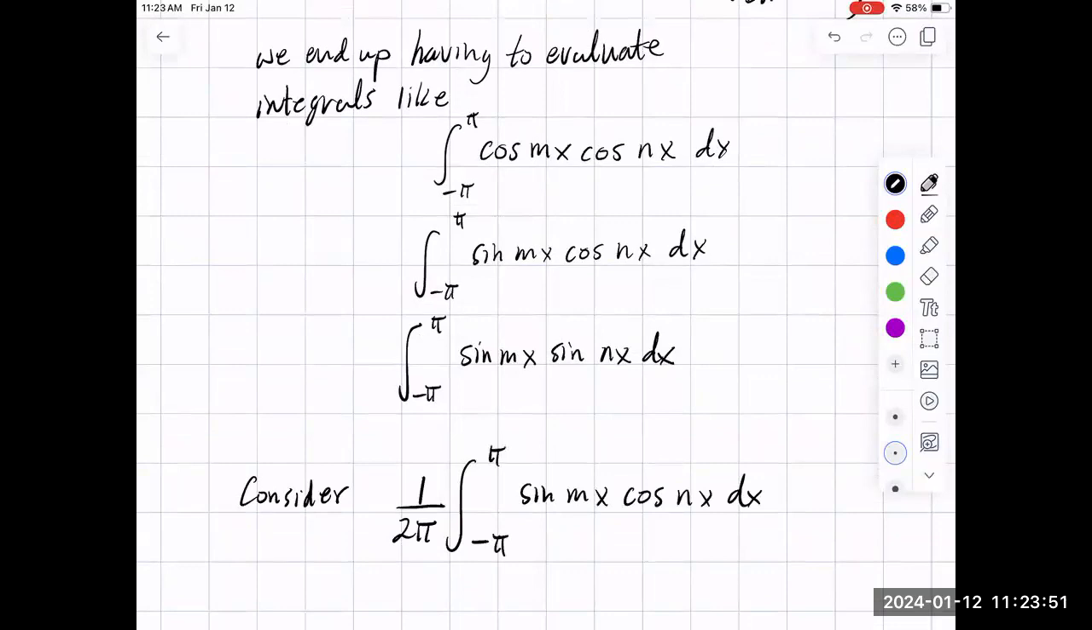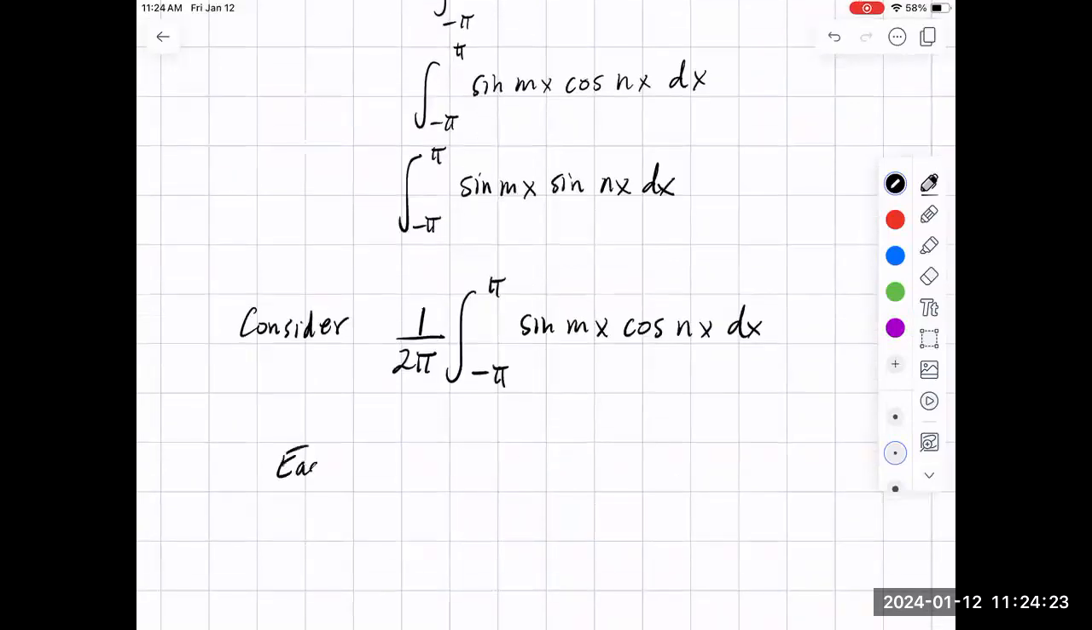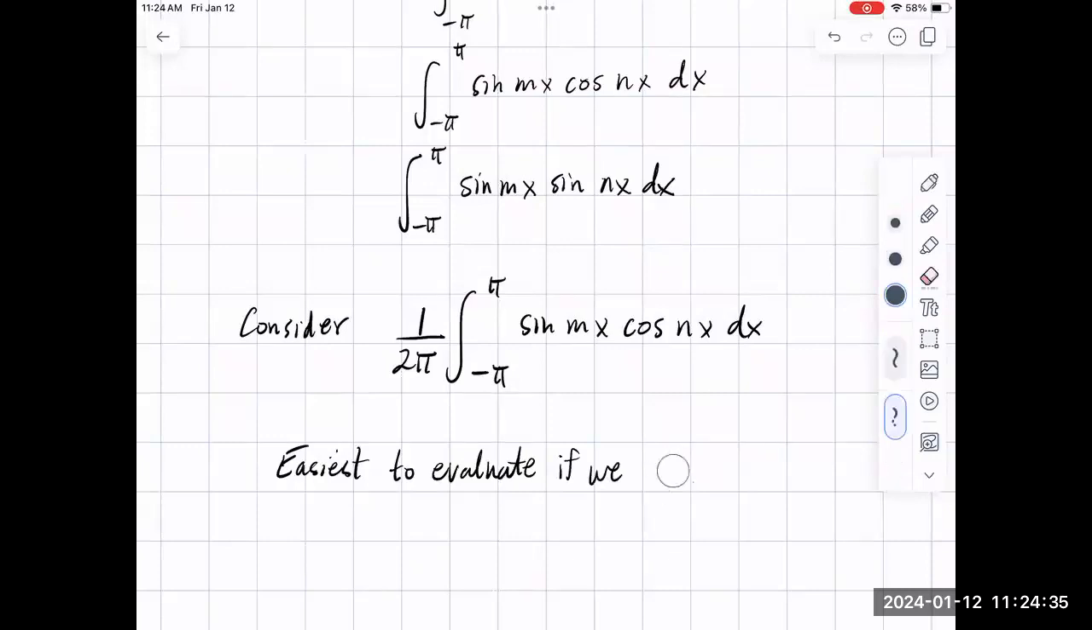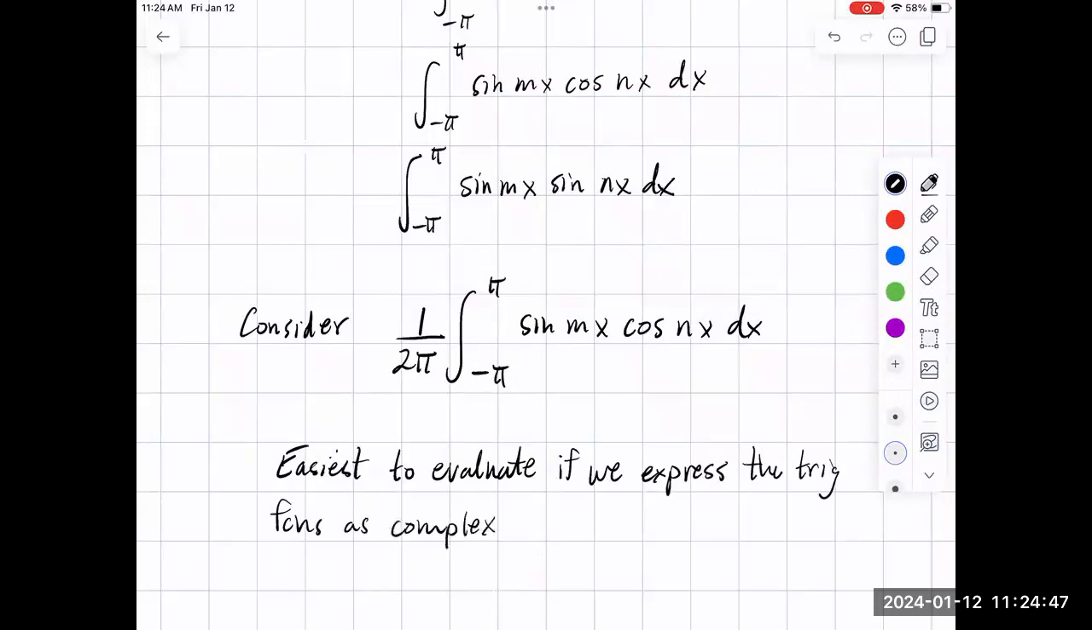Now we probably could just try to use, for example, identities for the products of trig functions and so on. What I'm going to do is convert these trig functions into exponentials, because taking the integrals of exponentials is very easy, even when you have the product of exponentials, because if you have the product of two exponentials, you could write that as a single exponential where you just add whatever's in the argument. So this is easiest to evaluate if we express the trig functions as complex exponentials.